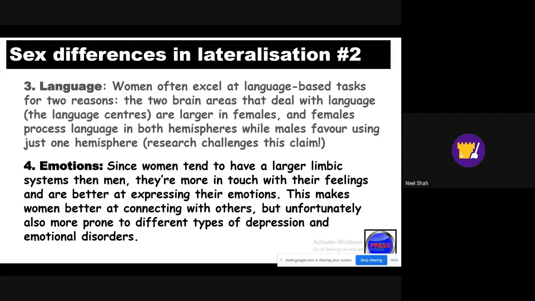And when we talk about emotions as well, there is a general stereotype that women are better at dealing with their emotions, but there is actually cognitive evidence for this as well. The area of their brain that deals with emotions is activated more often than in the male brain. The flip side of this is that it means that women are more prone to different types of depression and emotional disorders. They're more at risk of depression, of anxiety, of all manner of mental health issues than men because of this.